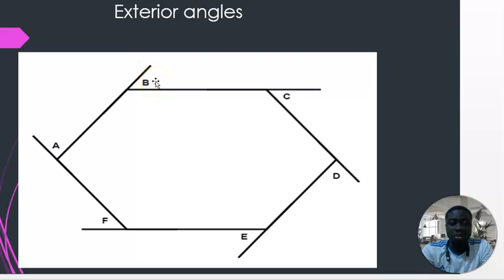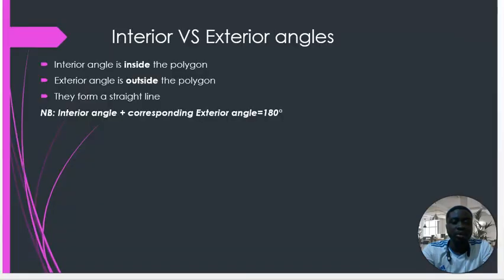So if you look at this angle formed here, angle B, you realize that the angle is formed outside the polygon, and it is as a result of the extension over here. There is this line which has been extended here, and the angle is formed outside the polygon. So because the angle is formed outside the polygon, we say that it is an exterior angle. So that is that. Now let's proceed.